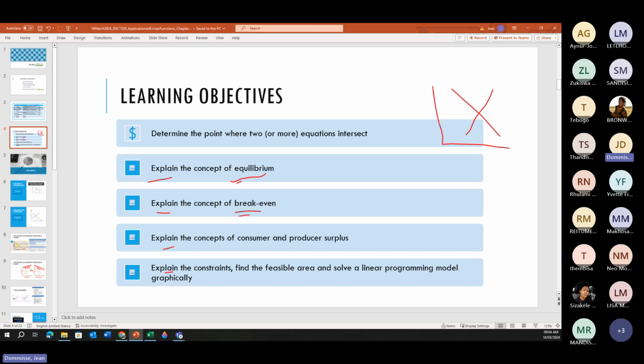But we're going to look at equilibrium, break-even, consumer surplus and producer surplus for linear functions. We will get to the non-linear ones in later chapters. And then when we get to linear programming, there also we will need to find feasible areas or even solve a small equation to find what the feasible areas might be. We will also need to put together some expressions. Depending on the information that they give us, we can put expressions together or use those expressions to look at feasible areas.